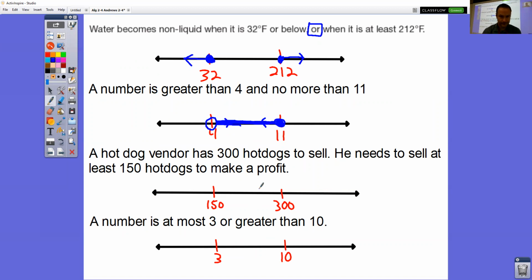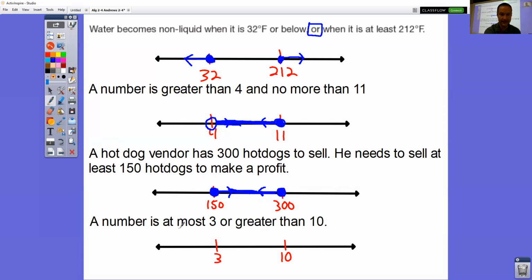A hot dog vendor has 300 hot dogs to sell. He needs to sell at least 150 hot dogs to make a profit. So he only has 300. That's the most that he could sell. So 300 includes the 300, because he could sell all 300 hot dogs, or he could sell less than that. He needs to sell at least 150. At least includes the number. So that includes that 150, just like it includes the 16 or higher. Notice again, these arrows are coming together in the middle. So we're going to connect them with a bar, and it looks like that.